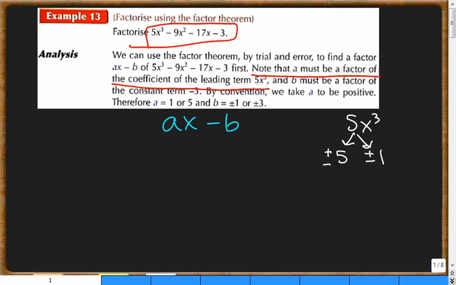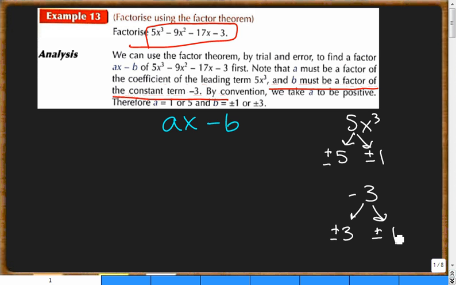Now, b must be a factor of the constant term of negative 3. So we have this negative 3. That can come from positive and negative 3 or positive and negative 1. So we're going to try a few different options here in order to figure out what our answer is going to be.